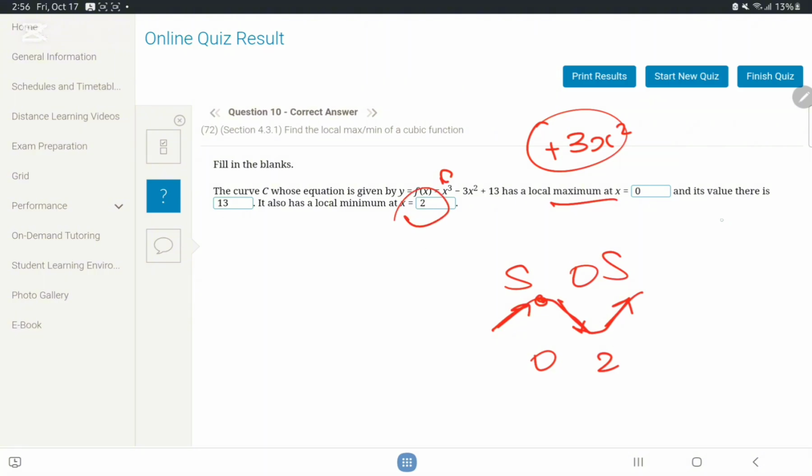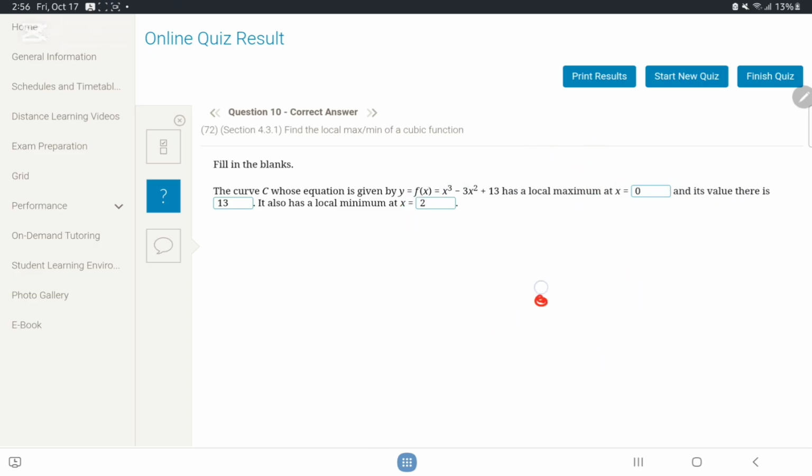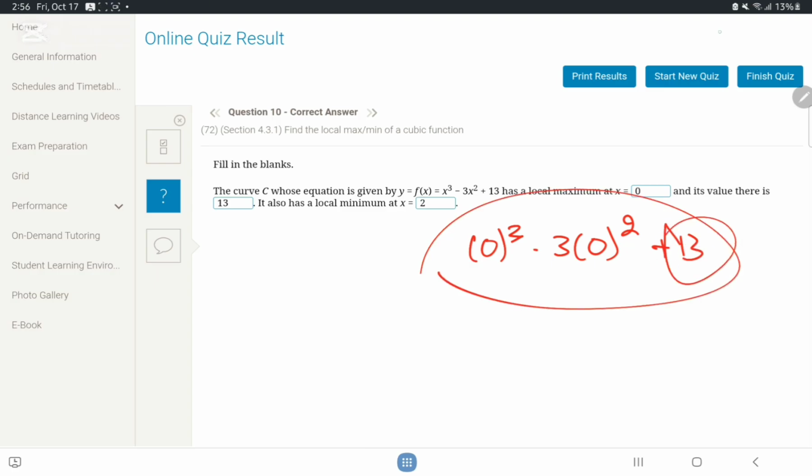Now they want the value at x equals 0. The value means they want the y, the ordinate. So you substitute x by 0: 0 cubed minus 3 times 0 squared plus 13, and you will get 13.